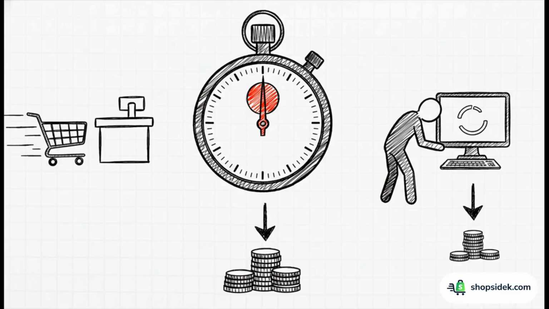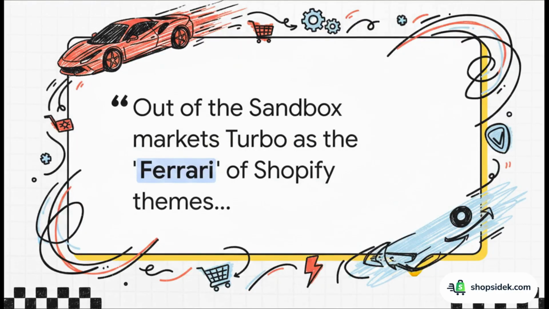You already know this, but in the world of online stores, speed is literally money. Every single millisecond you can shave off your load time is the difference between making a sale and a customer clicking away forever. It's just that simple. And that's exactly where Turbo roars into the picture. It's got this massive reputation, this nickname as the Ferrari of Shopify themes, because it's built for one thing above all else: pure, blistering speed.